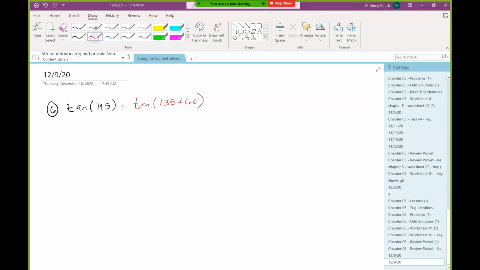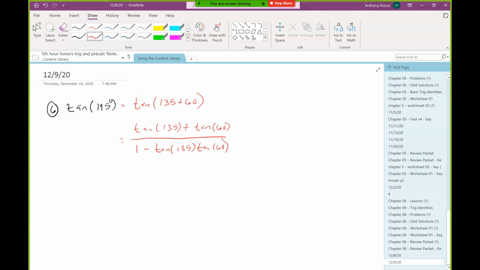So, again, there's lots of different ones you could do for 195. I chose to do 135 plus 60. So using the tangent formula then, I'm going to have tan of 135 plus tangent of 60 divided by 1 minus tangent of 135 times tangent of 60.